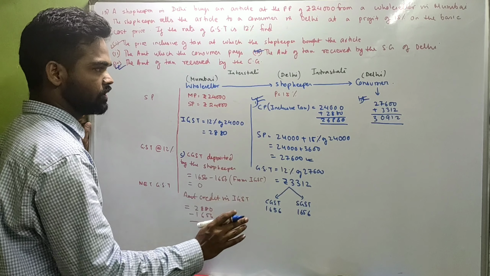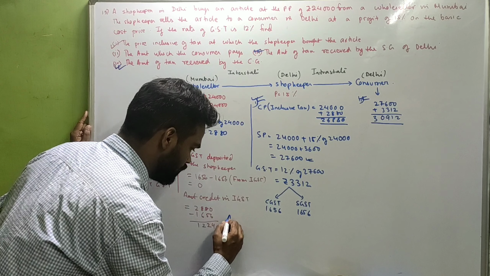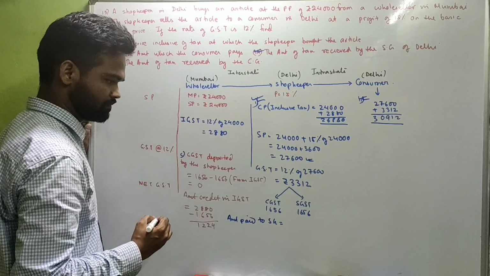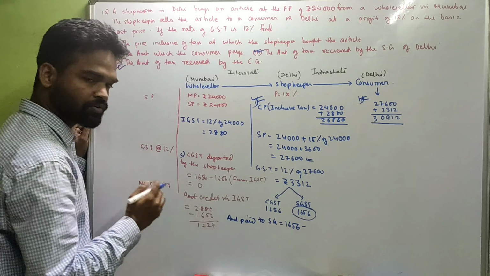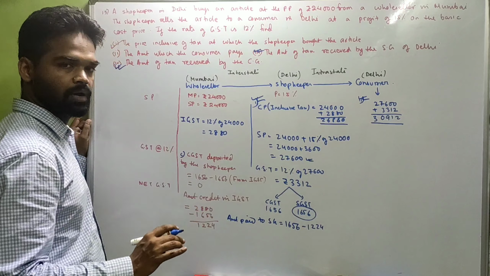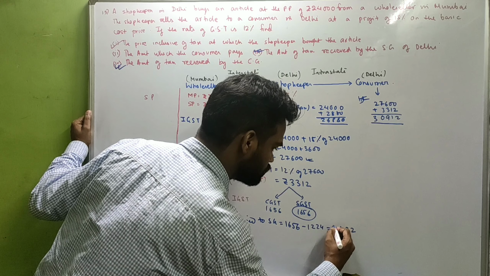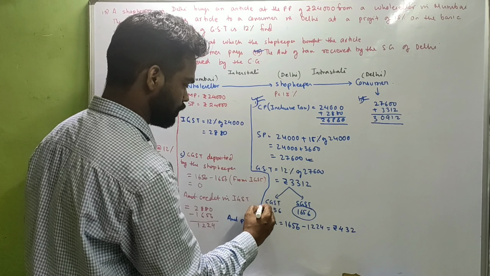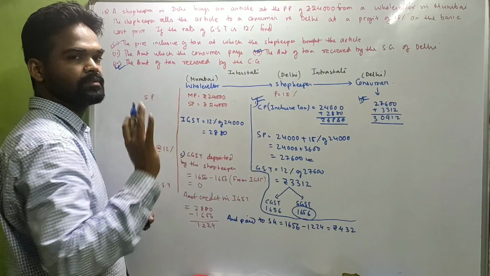So how much will the shopkeeper pay to the state government? Amount paid to state government will be this minus whatever is credited still, which is 1,224. Am I clear? Which is 1,656 minus 1,224, that is 432. Look carefully. So the shopkeeper deposits rupees 432 to the state government of Delhi.